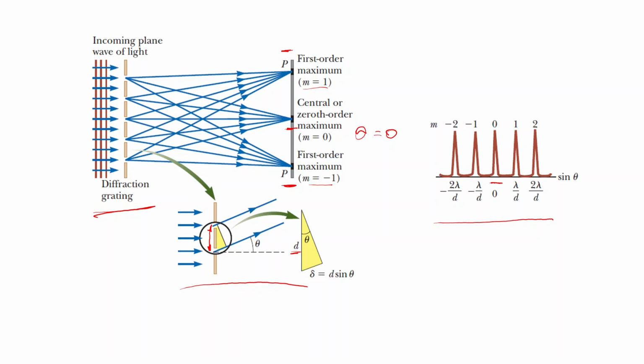So the condition for the maximum of diffraction of a diffraction grating is defined as follows: d, the period of diffraction grating, times sine theta, the angular position of the maximum, is equal to m lambda, where m is changing like from 1 and so on.